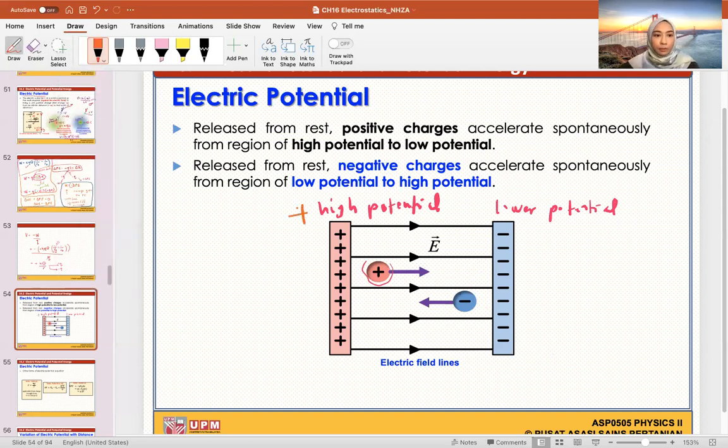Okay, high potential is positive, lower potential is negative. Okay, tu je kena ingat. Because you already know that like charges repel, different charges attract. So positive nak pergi ke negative, which is lower potential. Negative nak pergi positive, which is high potential. I know it seems a lot. You guys will get used to it. Kita akan buat example nanti, okay?